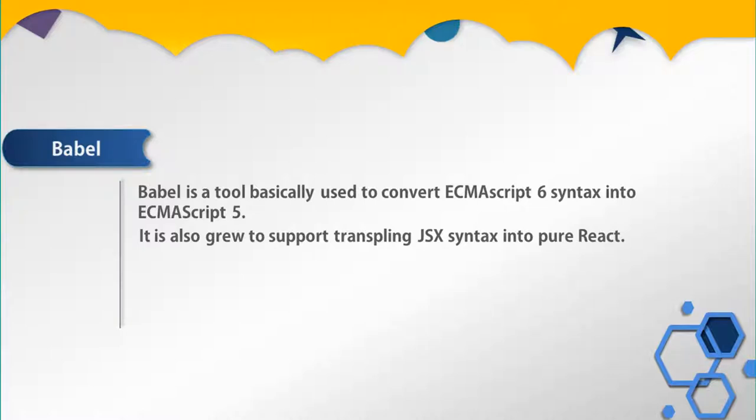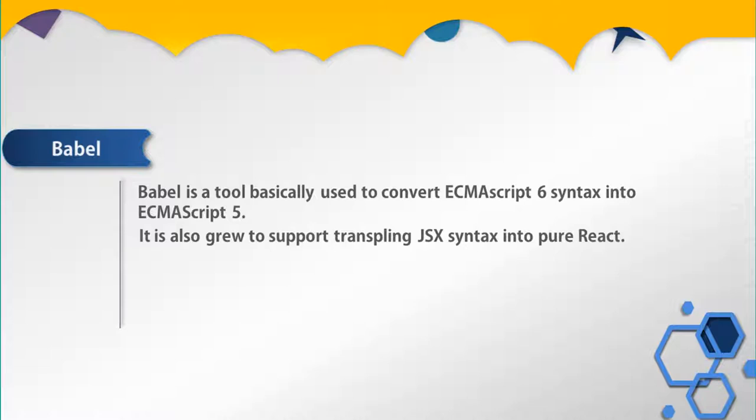There are many ways to work with Babel. You can include the Babel CDN in the HTML file using a script tag, or you can use Node Package Manager to install the Babel package in your application. Now, we are using the Babel tool to describe how Babel works. So we are going to open the Babel website, and using the tool, we will see how Babel converts ECMAScript 6 syntax into ECMAScript 5.